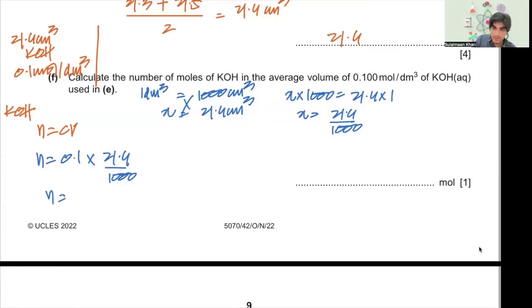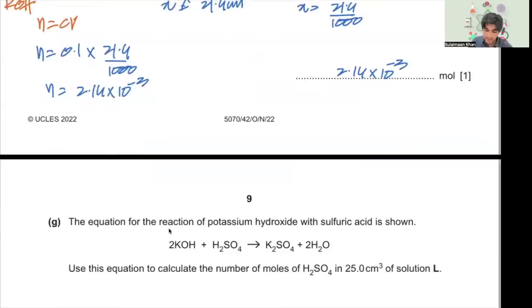So what do we get? How many moles? Sorry for being sassy, I'm just messing around. So it's 2.14 times 10 to the power minus 3. It doesn't matter even if you write it in standard form, it doesn't make a difference. 2.14 times 10 to the power minus 3. Yeah, these are the moles.